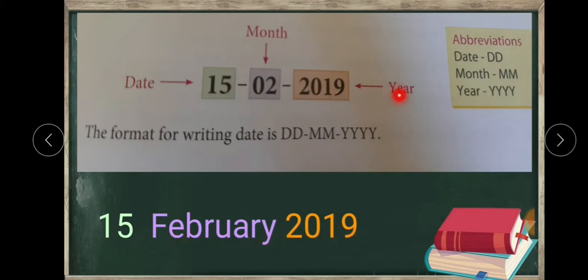This format is known as DDMMYYYY. Abbreviations of this format are given here. DD means date, MM means month, YYYY means year. So let's go to another example.